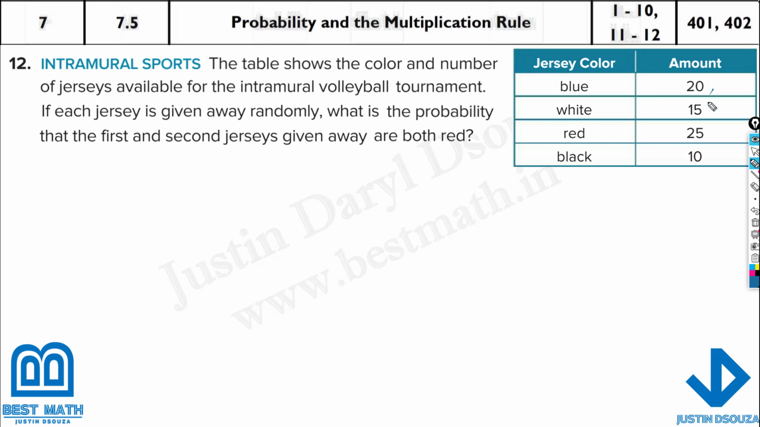See, red. How many total are there? 20, 30, 40, 50, 60, 70. Total is 70. Now you're giving away, you're not going to get it back. Once you give, it's done, right? How many reds are there? 25. This is the first one.